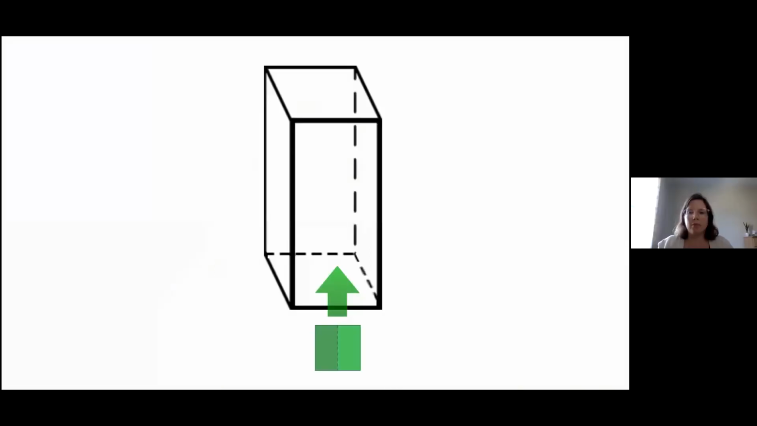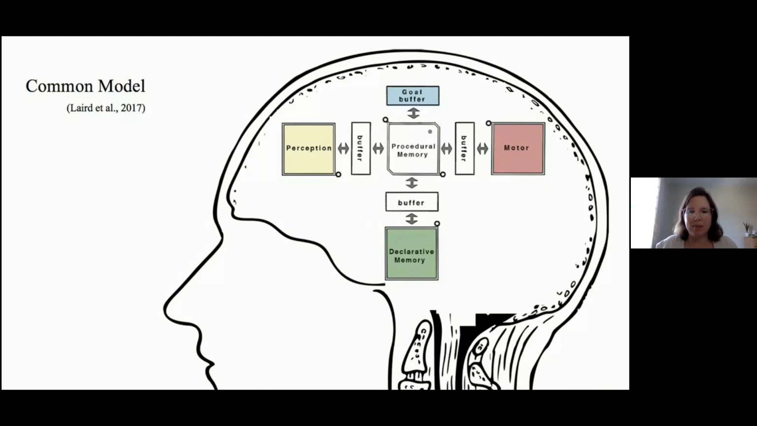Can I ask another question while we're talking about declarative memory? We had some talk in the chat because in the cognitive psychology and neuroscience model of memory, declarative memory is both semantic knowledge, like knowledge of facts, and episodic memory. So does a cognitive model have an episodic memory?